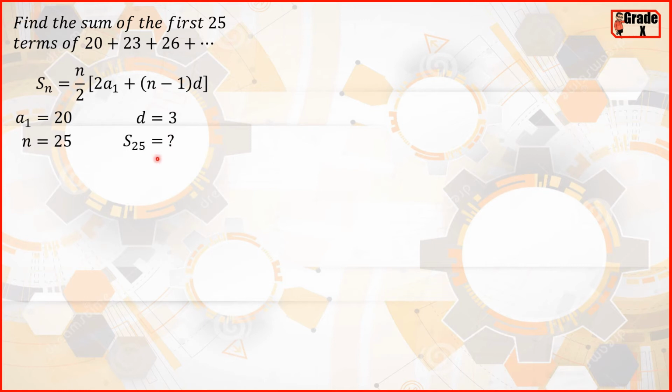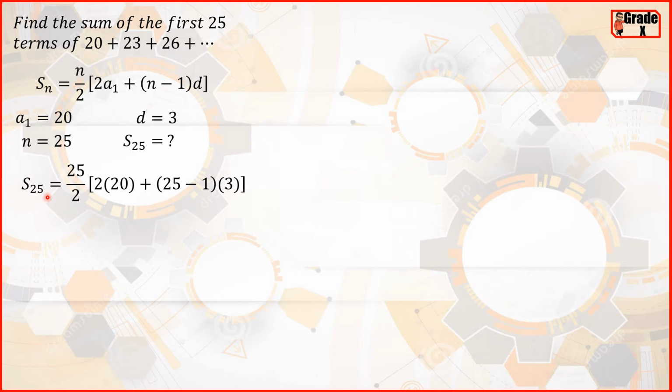Find the sum of the first 25 terms of 20 plus 23 plus 26 and so on. So ito yung ating formula. The value of a sub 1 is 20. The value of n is 25, the first 25 terms. The value of d is 3. So 23 minus 20 is 3. 26 minus 23, that is also 3. Then S sub 25 is unknown. So ito yung hahanapin natin. So i-substitute na natin yung mga given values.